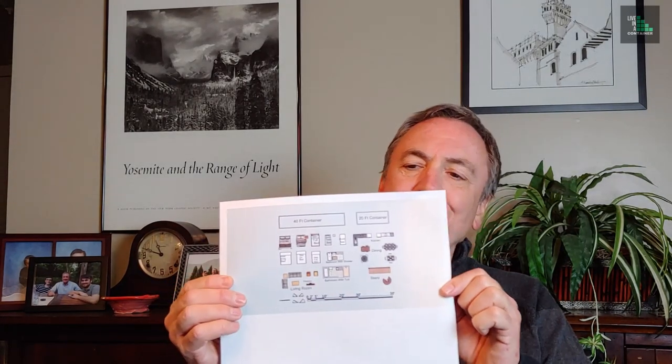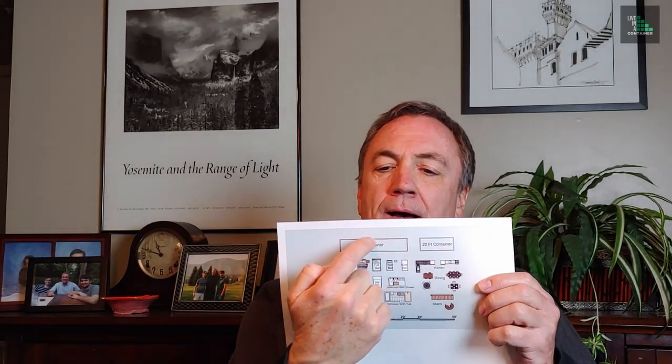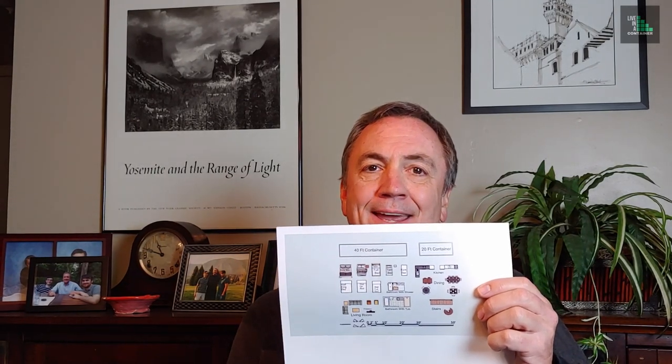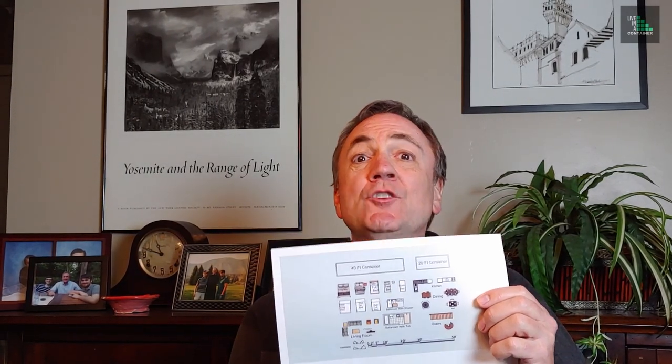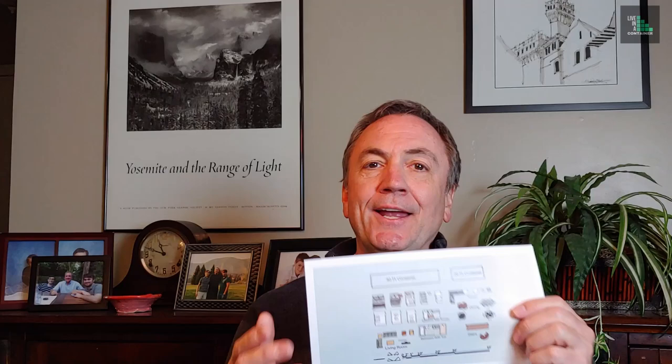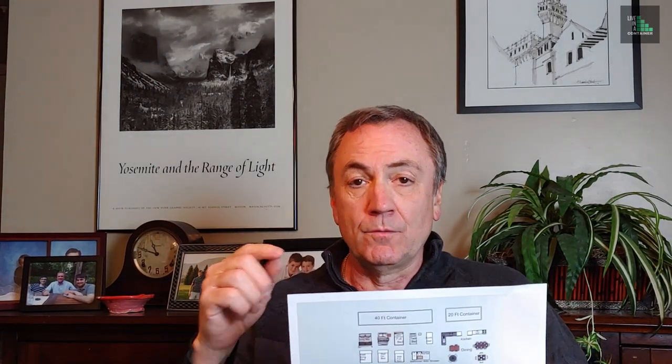The kit of parts is simply a piece of paper, and it has an image of what a 40-foot container would be, an image of what a 20-foot container would be, and then all kinds of furniture that you'll need in your house. Now, here comes the fun part. What you do is you get it out. There's actually a couple of things you can do. Let me back up. Using this, you can do what I'm about to say.